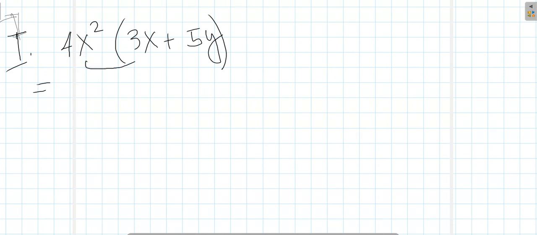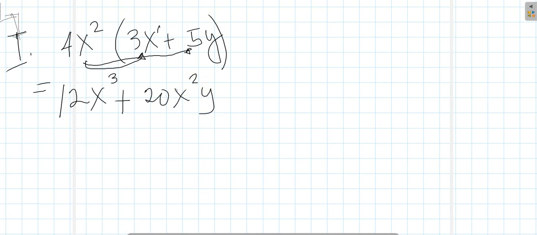So, you're going to multiply 3x times 4x squared. 3 times 4 is equal to 12. And by the rule of exponents, when you are multiplying, you add the exponents. Since the exponent here is 1, 1 plus 2 is equal to 3. Then again, distribute: 4x squared times 5y is equal to 20x squared y. So that is the answer.